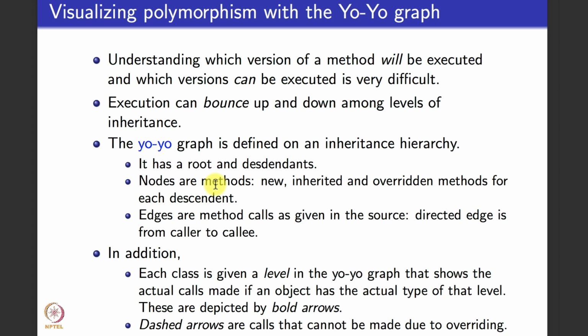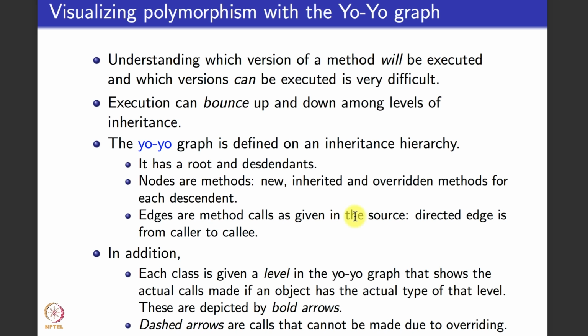What are the vertices of the graph? Vertices of the graph are not statements or anything like that. They are individual methods, because we are focusing on method calls. We're focusing on call graphs that deal with methods. So nodes are methods. Methods could be new methods, inherited ones, or overridden methods for each of the descendants.